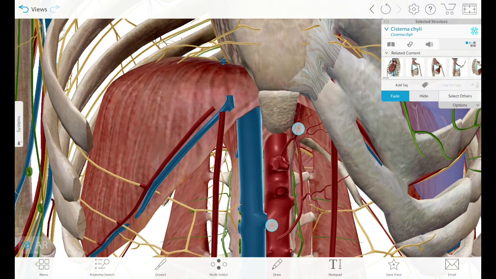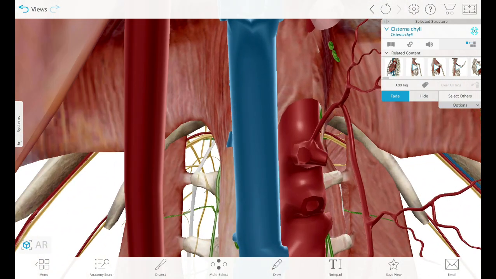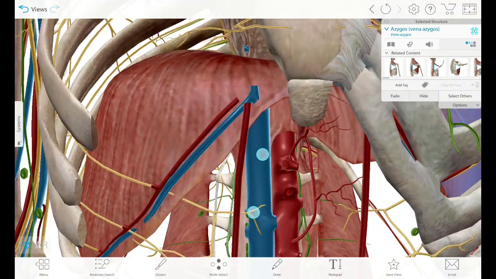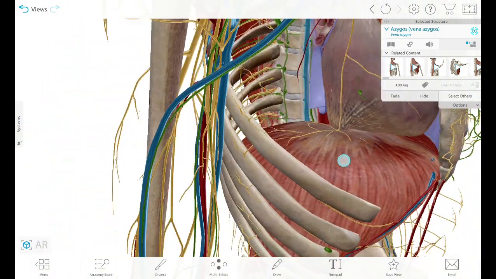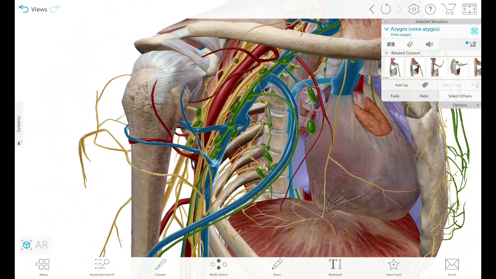Now let me show you the azygous vein. So this over here is the azygous vein. The azygous vein ascends through this aortic opening, and it drains into the superior vena cava. So the azygous vein is also a content.